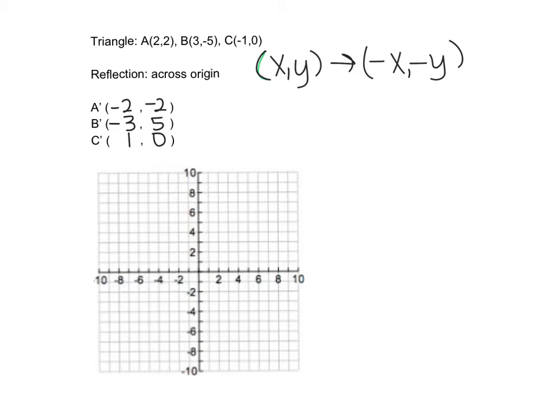Not necessarily does it mean that they all have to become negative, because if the original point is negative, its opposite sign would be a positive value. So when I graph my original triangle, we have A at 2, 2, B at 3, -5, and C at -1, 0. Our new image, A is at -2, -2. B is at -3, 5. And C is going to be at 1, 0.